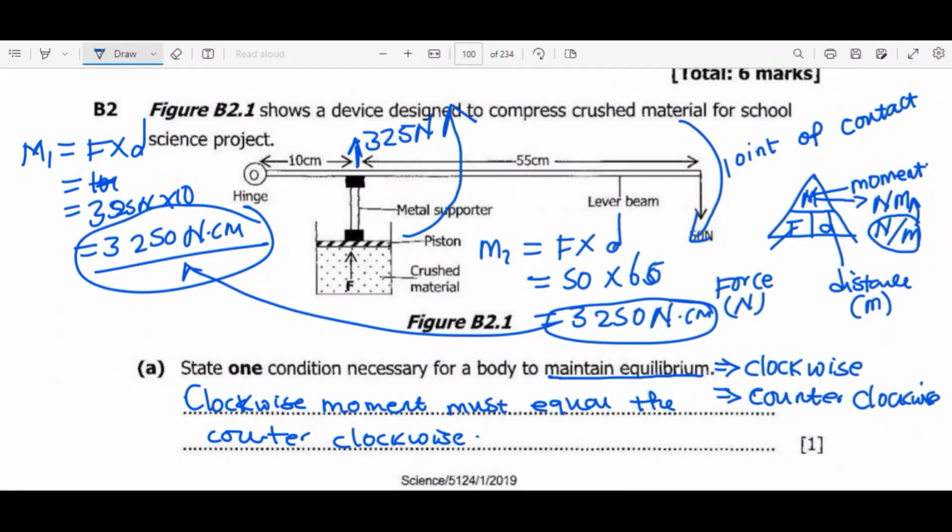And on this point now, the principle of moment is observed or is achieved. So the principle of moment states that for a body to remain in equilibrium, the sum of the clockwise moment must equal the sum of the anti-clockwise moment. So let's hope you've learned 1 or 2 on this question, and that's it for this video.